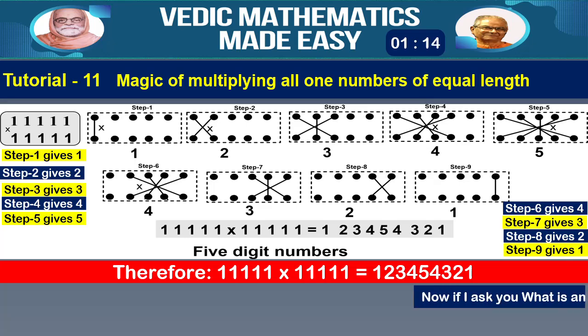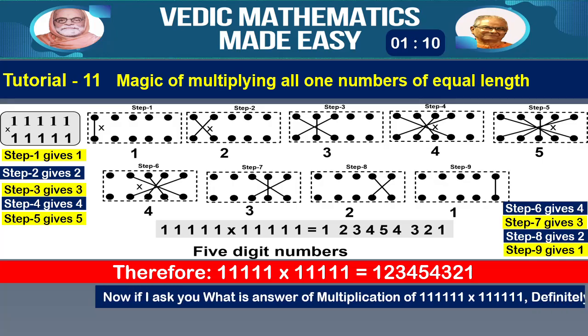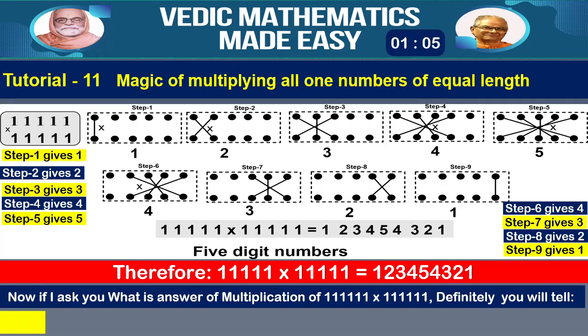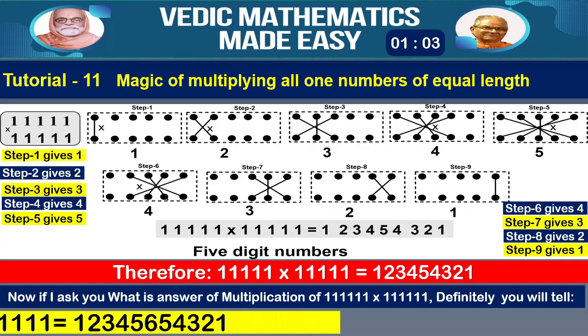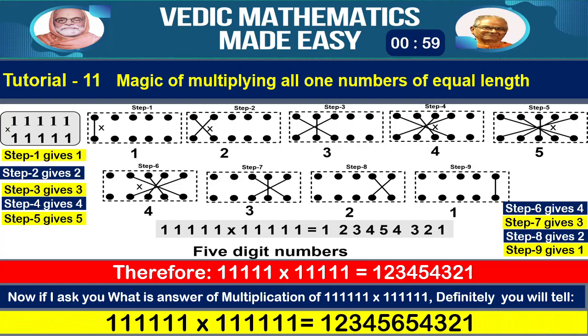Now, if I ask you, what is the answer of multiplication of 6 ones into 6 ones? Definitely you will tell 6 ones into 6 ones is equal to 1, 2, 3, 4, 5, 6, 5, 4, 3, 2, 1.